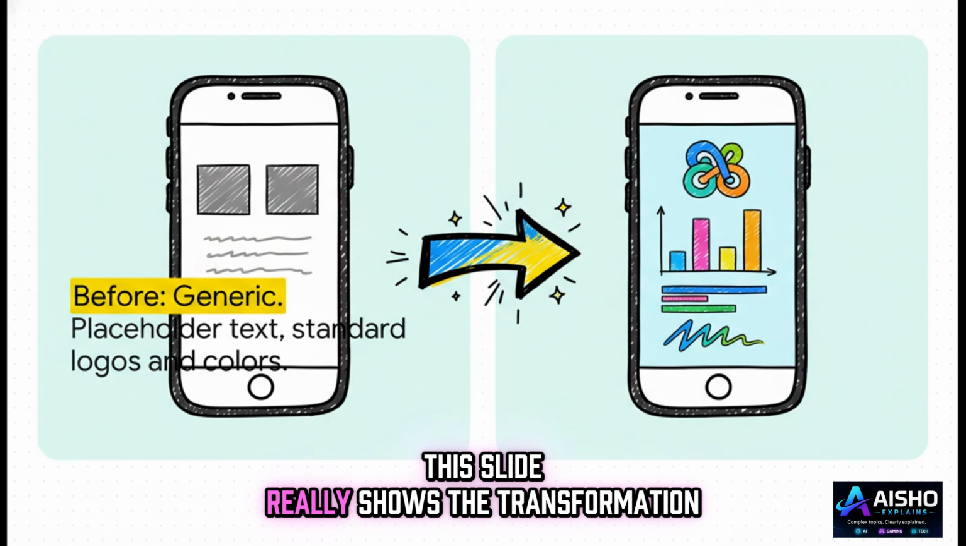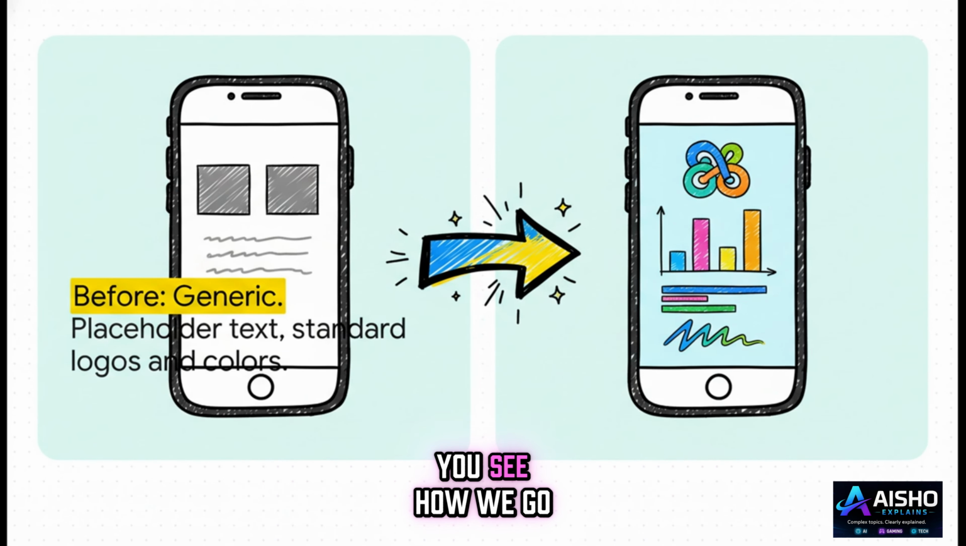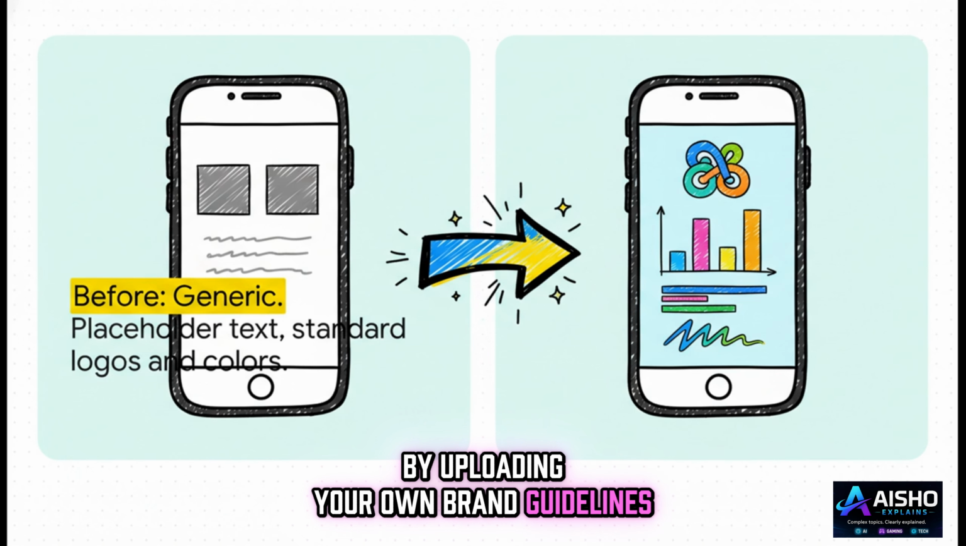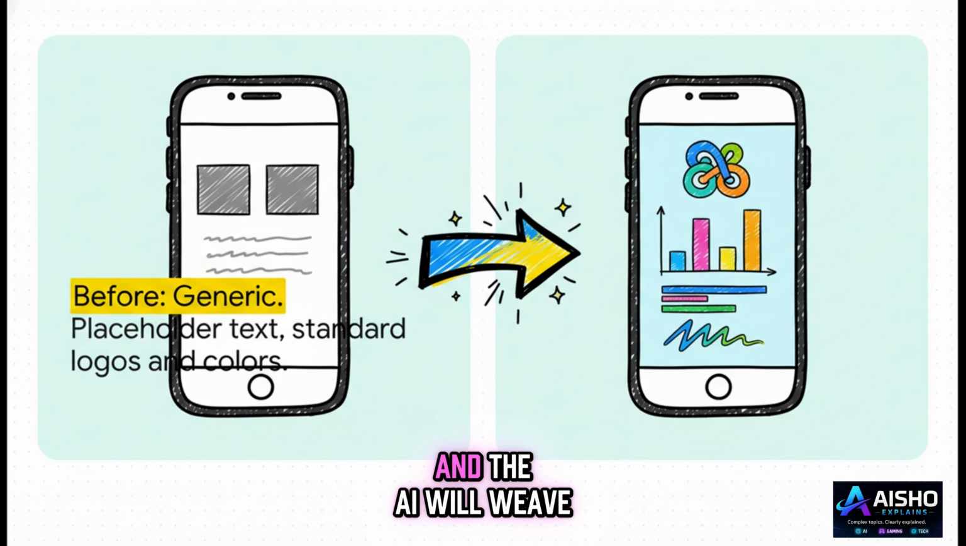This slide really shows the transformation. You see how we go from that basic template on the left to a fully branded custom app on the right. And you can do this by uploading your own brand guidelines, PDFs, whatever content you have, and the AI will weave it directly into the app.